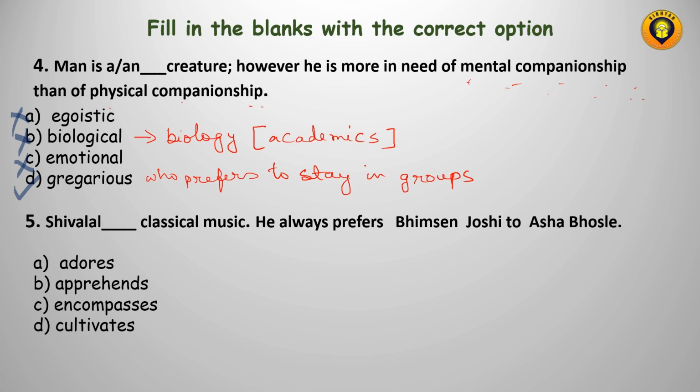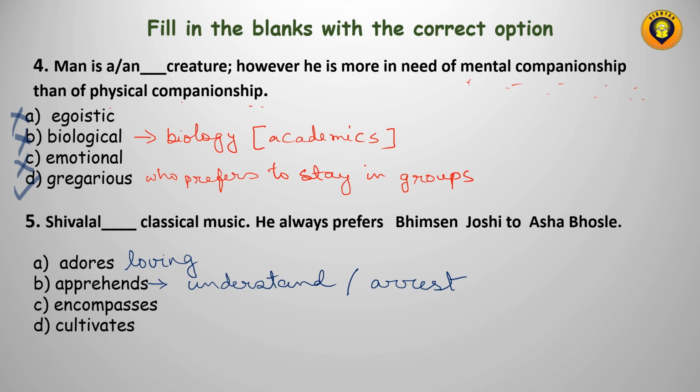Next, Shivlal dash classical music. He always prefers Bhimsen Joshi to Asha Bhosle. Now four options have been given. Adores. Adores means love intensely. When we say I adore this poet, that means I love this poet. Apprehends means understand. It also means, in some cases, arrest, when it is related to crime. So the person has been apprehended, he has been arrested.